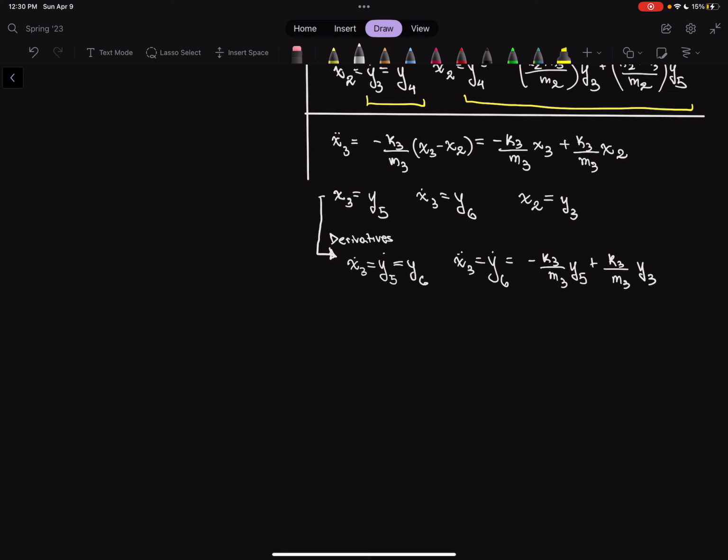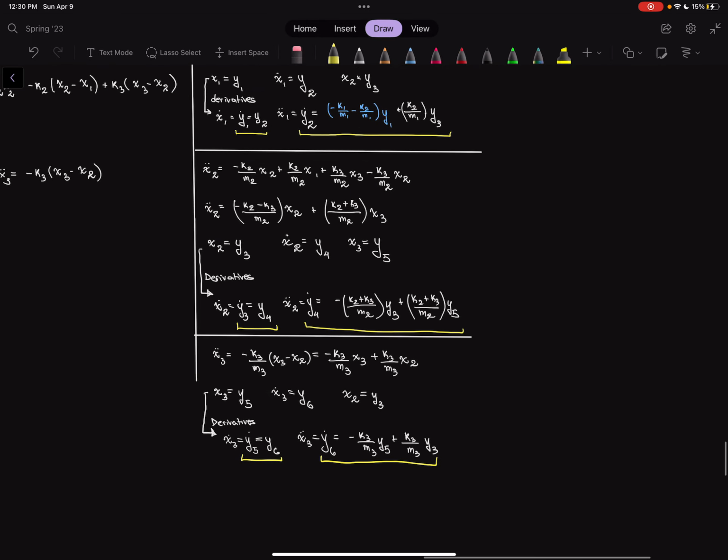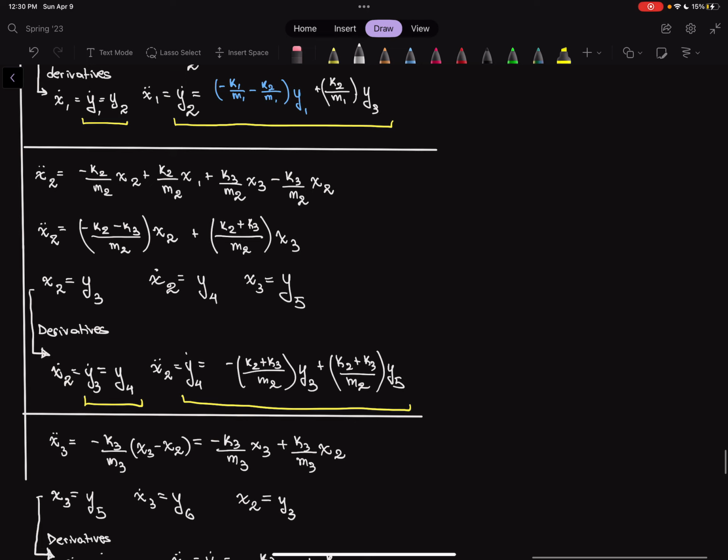And now we have these two interesting equations. So now, look, we have 6 equations. Let's try to rewrite these, and let's see where we get.